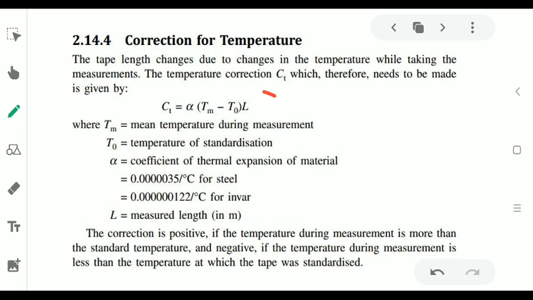So this is given by Ct is equals to alpha into Tm minus T naught into L, where Tm is the mean temperature during measurement and T naught is the temperature of standardization. L is the measured length in meter and alpha is the coefficient of thermal expansion.